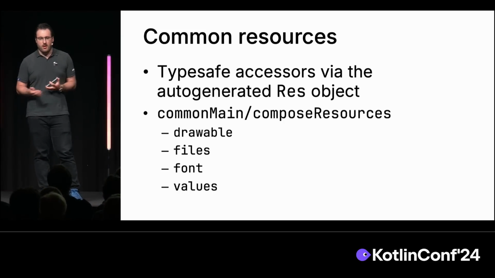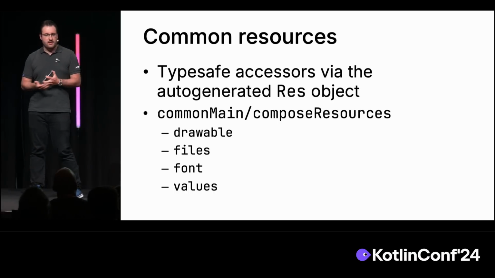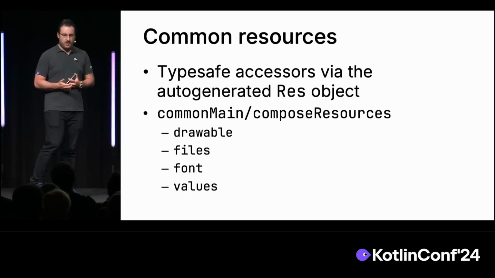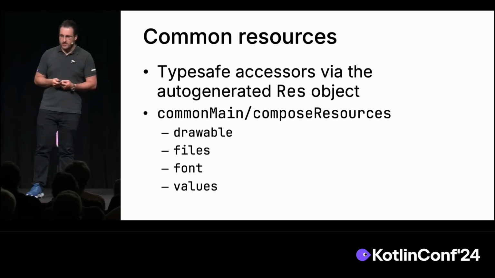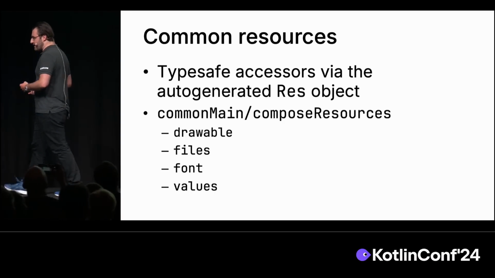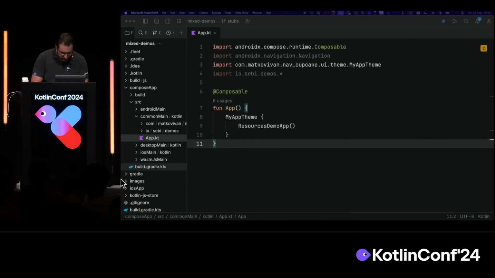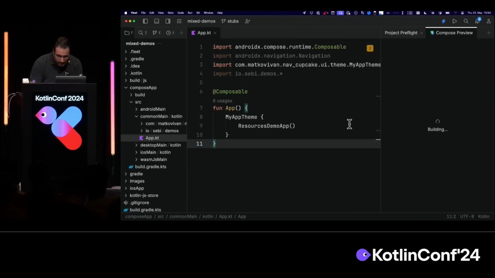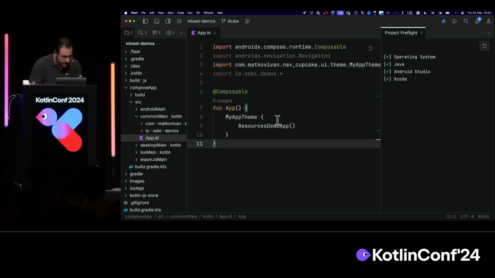And then in your common main source set, you can just throw in a Compose resources directory and put your files in the appropriate subdirectory, like drawables, files, fonts, and values for strings. Let's actually take a brief look at what that looks like in reality. So I can just hop on over here. I am in JetBrains Fleet. I'm just in a small little demo project here. Let me make sure I close this.